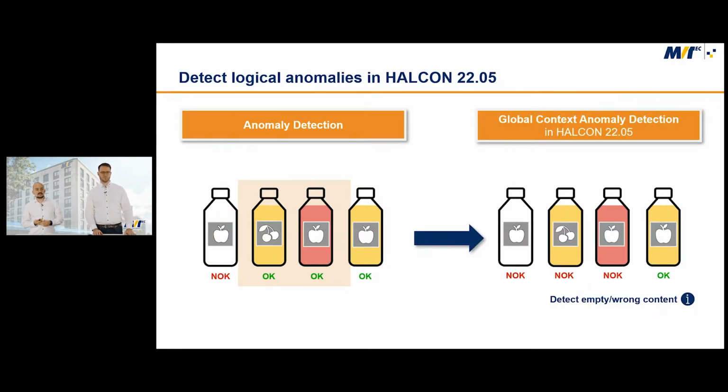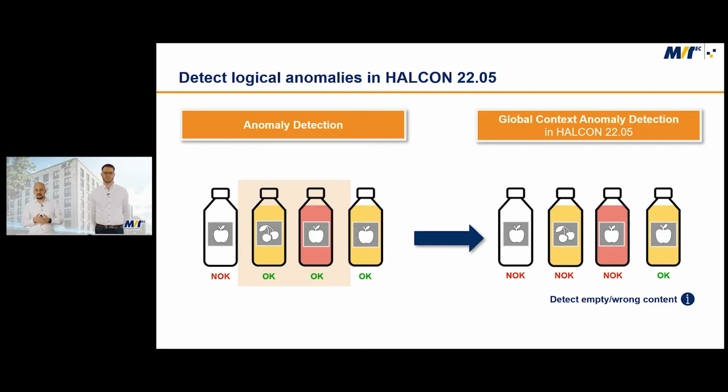Another example is where we change the content of the bottle. On the left you see anomaly detection with an empty bottle. It would say not OK because it learned my bottle has to have a yellow or a red content, but white content or transparent is unknown, so this is not OK.